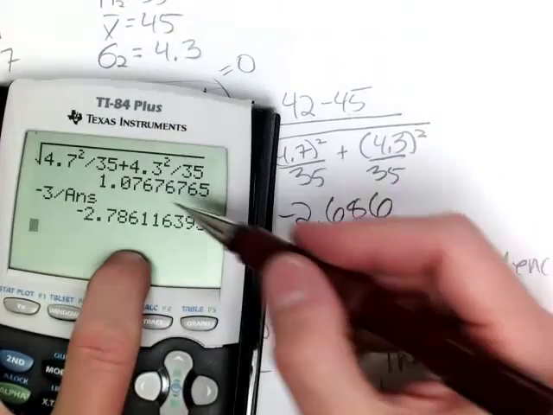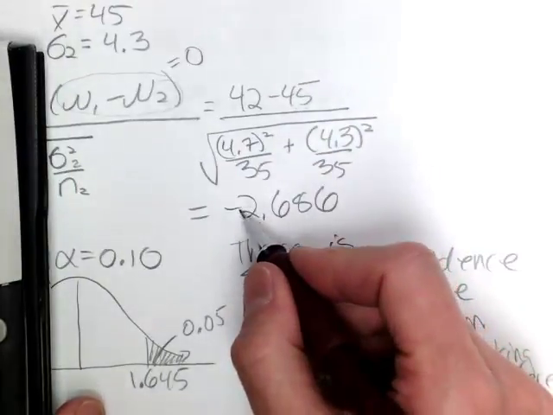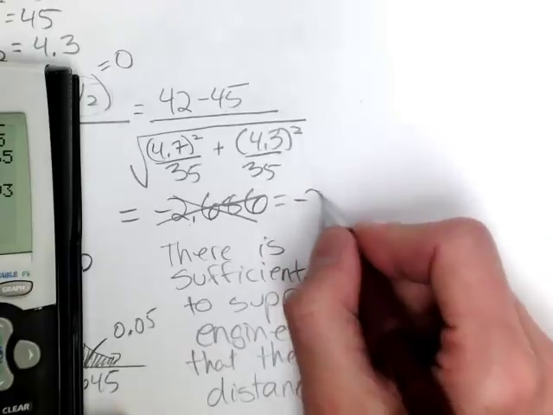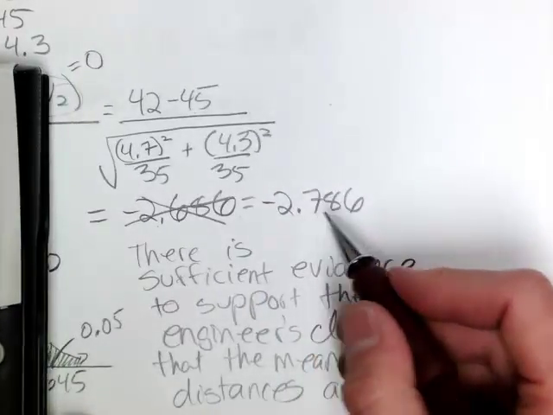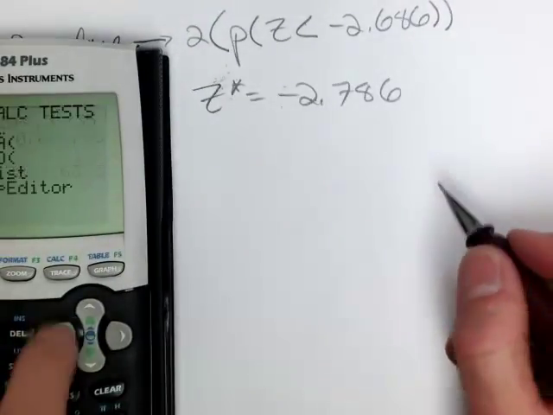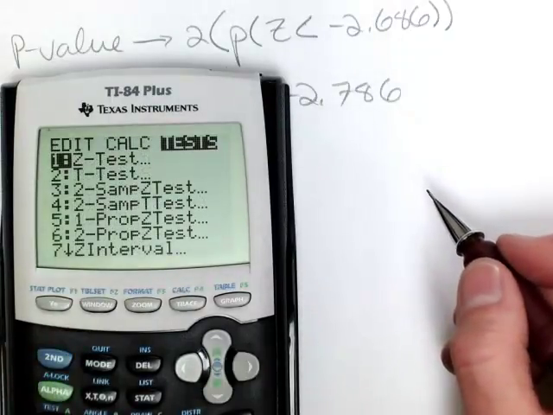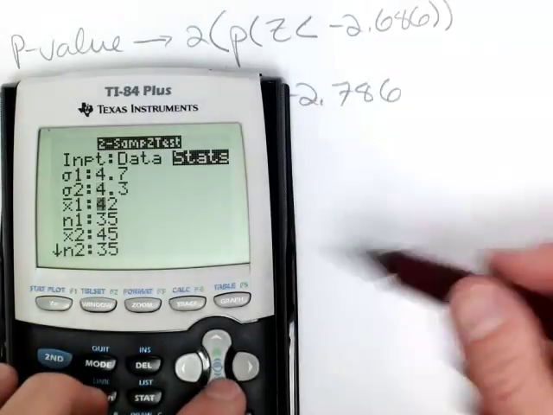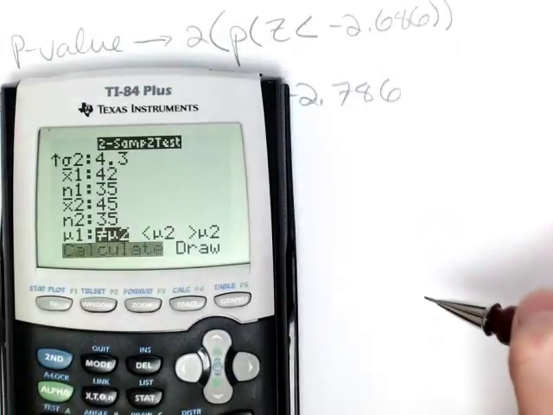So I must have made some sort of input error in here. I apologize for that, so I want to scratch that. If you're playing along at home, you are not going crazy. The answer is -2.786. Going back to the calculator: stat, then tests, and then my two-sample z-test. I have all the data input, two-tail test, and press calculate.